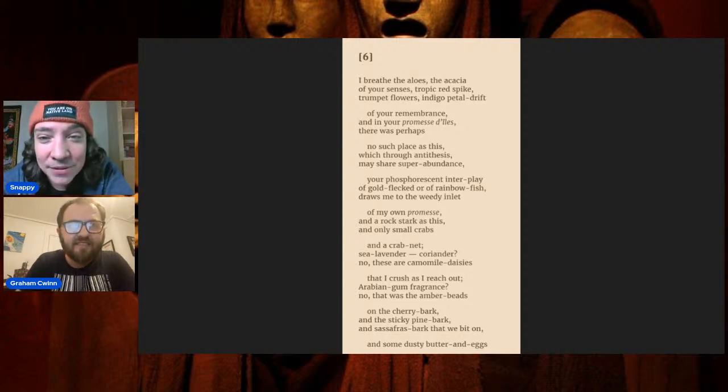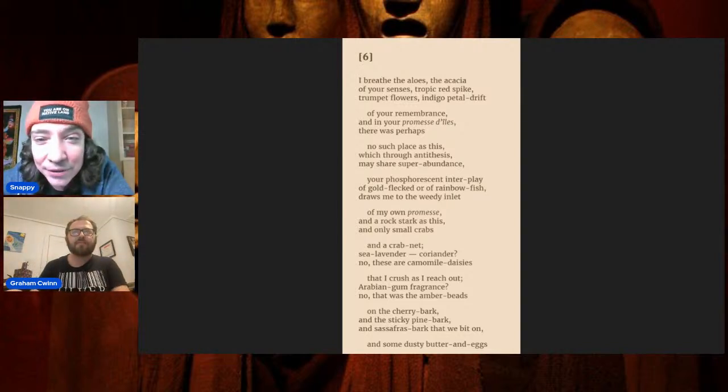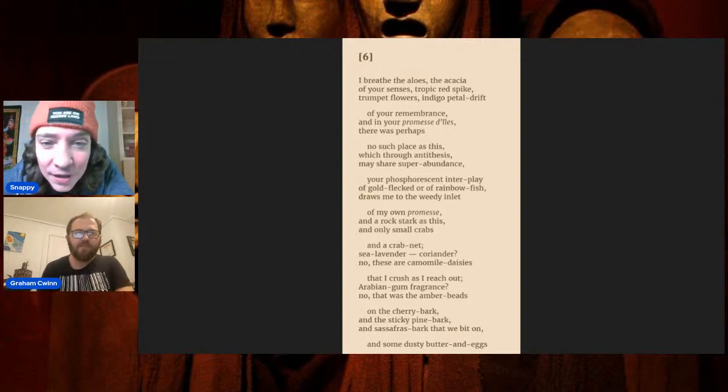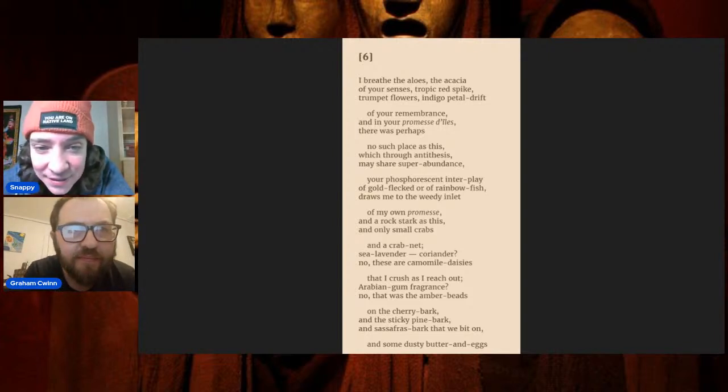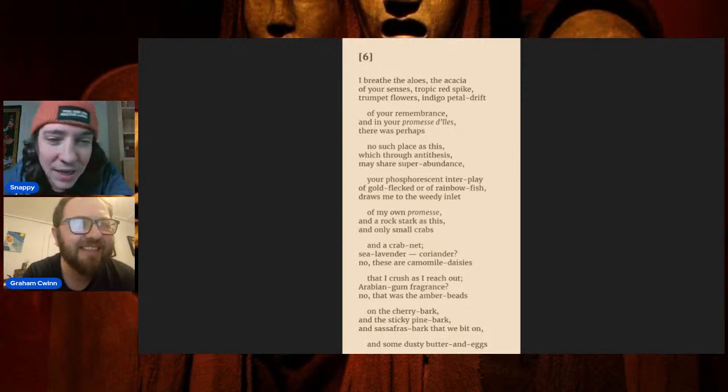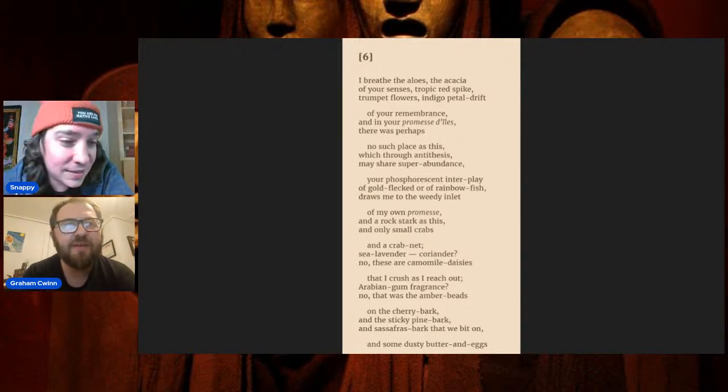I breathe the aloes, the acacia of your senses, tropic red spike trumpet flowers, indigo petal drift. More drug references. Acacia, you should know. Indigo, you should know. Of your remembrance, and in your promise de îles, which is promise of islands, there was perhaps no such place as this, which through antithesis may share superabundance. Your phosphorescent interplay of gold flecked or of rainbow fish. Another psychedelic reference. The rainbow fish is a fish in the Mediterranean that was used in the Phoenician rites, and it's said to have like DMT-like compounds.